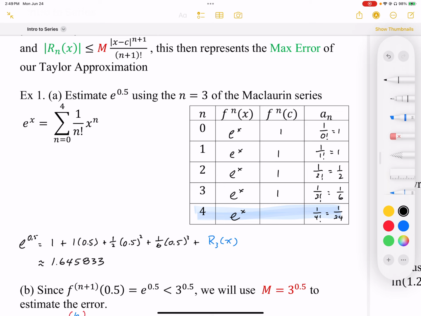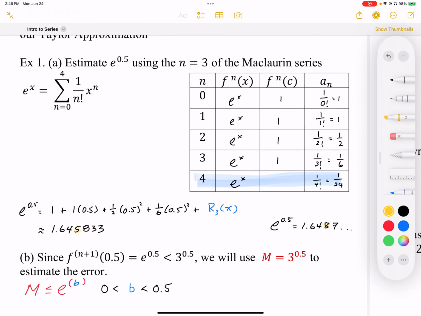1.645833. If we compare that to the actual value, if I actually work out e to the 0.5 on our calculator, that works out to be 1.6487. And we can see that it doesn't quite match. So our error is going to be in our third decimal place. So that's our Taylor approximation.